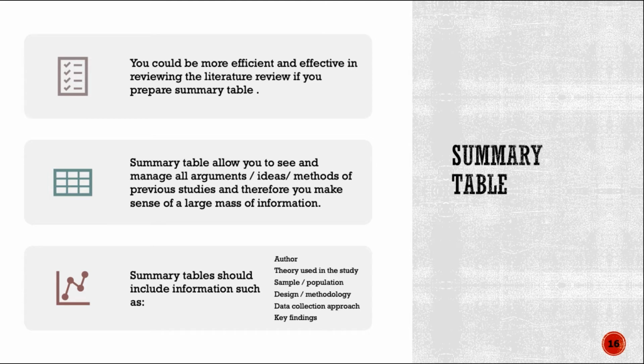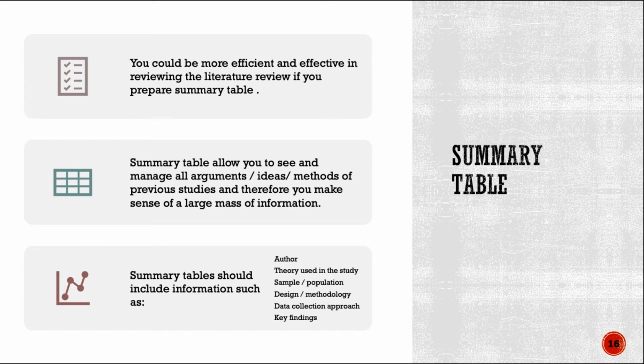And another tip when you do your literature review is maybe you provide a summary table. It's a very useful tool to use. A summary table could make your literature review progress more efficient and effective. This is because a summary table allows you to see and manage all arguments, ideas, and methods of previous studies, empirically or theoretically, and therefore you make sense of a large mass of information.